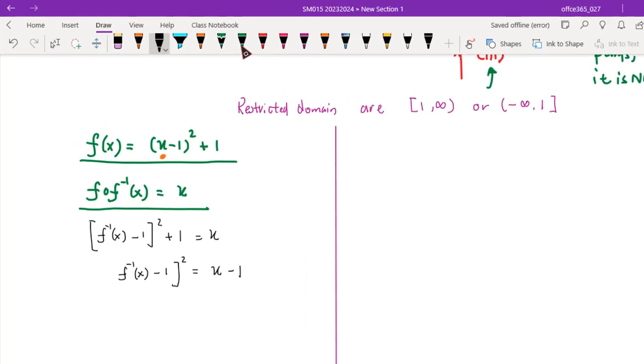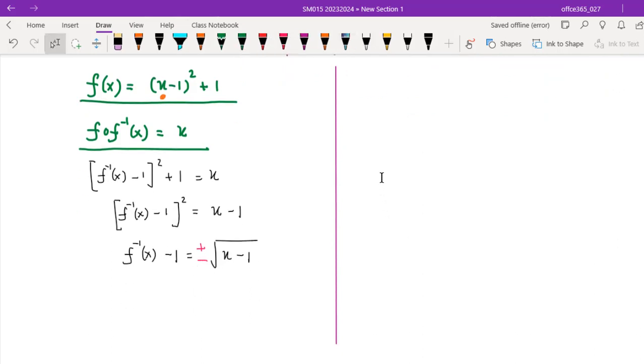As we know, we would like to make f inverse the subject, so we square root it. F inverse minus 1 equals square root of x minus 1, but please bear in mind it will be positive or negative, because there are two possible outcomes after we square root. So now the problem is whether we should choose positive or negative. How do we differentiate between these two functions? We have to base it on the restricted domain.